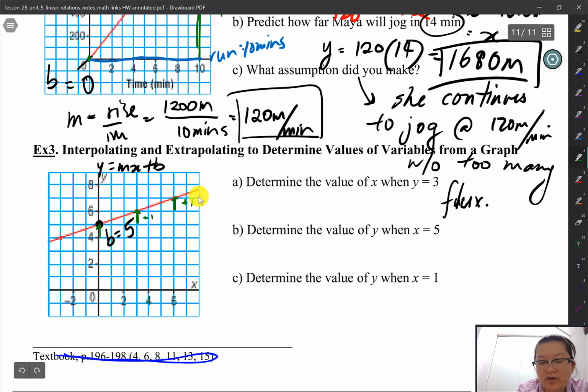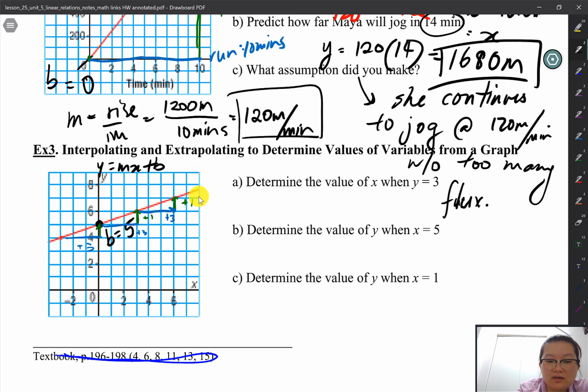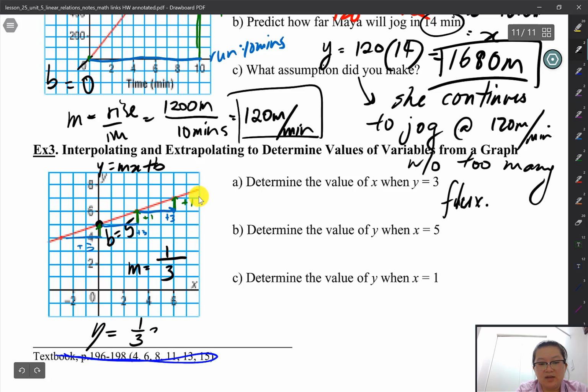As we move across, it is moving 3 spaces across. So it has a run of 3 and a rise of 1. Plus 3, plus 3. So our slope here is pretty consistent. I don't need to pick 2 points to make myself go crazy. My rise is 1, my run is 3, so m is equal to 1 over 3. If I write my equation down, y is equal to 1 over 3 times x plus 5. That is my equation.